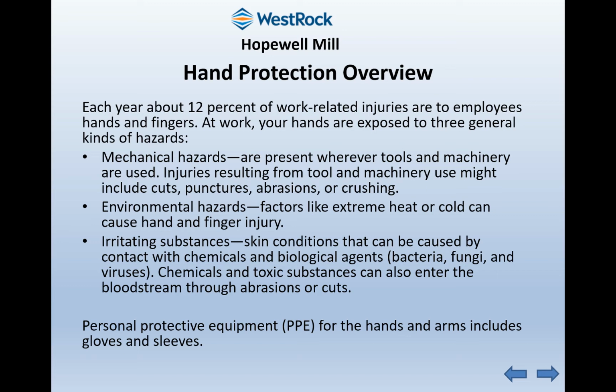Each year, about 12% of work-related injuries are to employees' hands and fingers. At work, your hands are exposed to three general kinds of hazards: mechanical hazards, environmental hazards, and irritating substances. Mechanical hazards are present wherever tools and machinery are in use. This can result in injuries such as cuts, punctures, abrasions, or crushing. Environmental hazards include extreme cold or heat and can cause injuries to your hands and fingers. Irritating substances, such as chemicals or biological agents, can cause skin conditions and can also enter the bloodstream through abrasions or cuts. To protect from these hazards, PPE for your hands include gloves and sleeves.